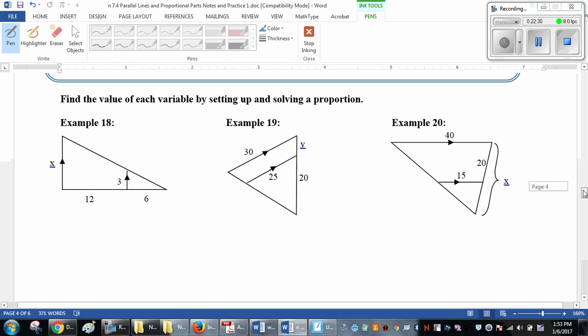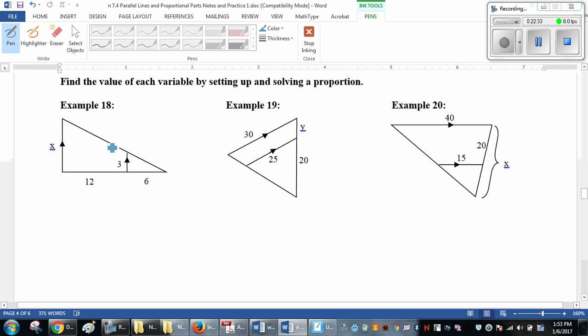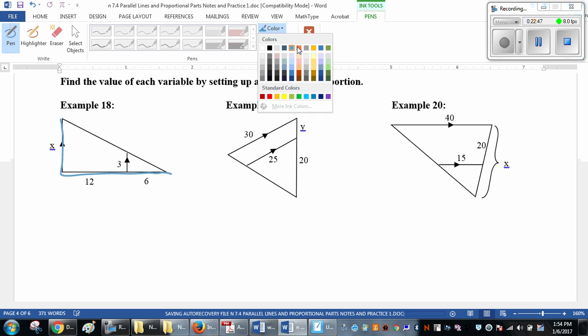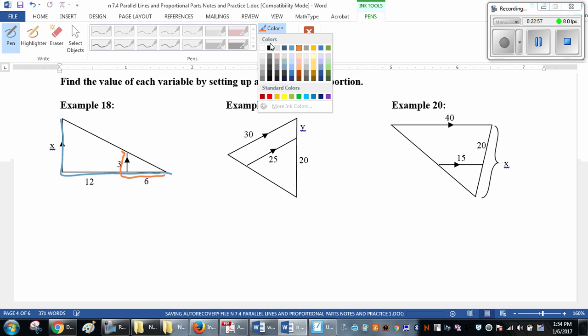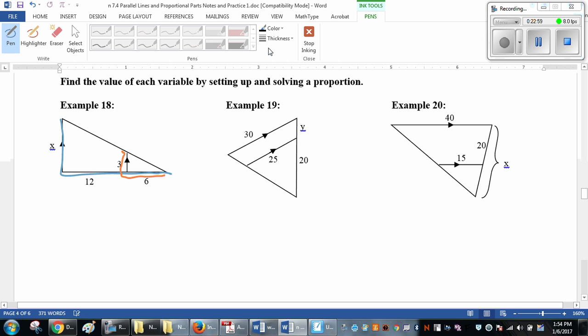Don't get it confused with side splitter, because we're not splitting the sides in this case because we have whole sides. All right, so check it out. Whole side, whole side. Make sure when we set these up that we're setting up our corresponding parts. When I set up my ratio, I'm going to go my whole side here, x. X corresponds to that side 3 in the small triangle, equals.